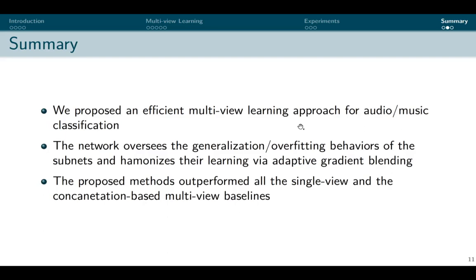To sum up, we propose an efficient multi-view learning approach for audio and music classification. The idea is based on the fact that the network is able to oversee the generalization and overfitting behaviors of the subnets, and therefore is able to harmonize the learning rate of the subnets via adaptive gradient blending. We saw that the proposed method outperforms the single-view baselines, and also the multi-view baselines based on simple concatenation and late fusion.